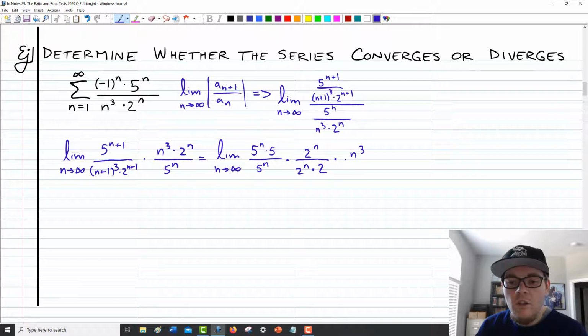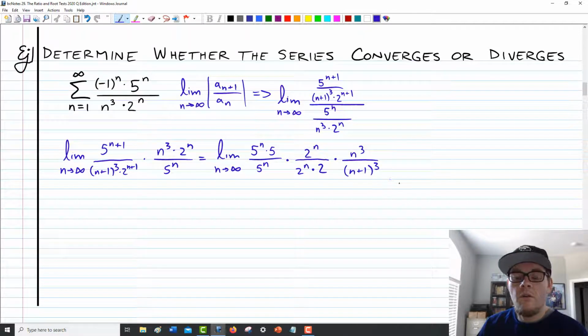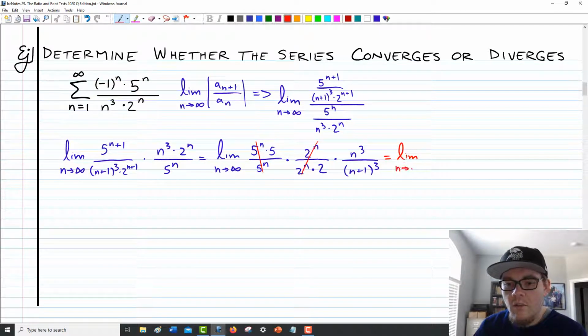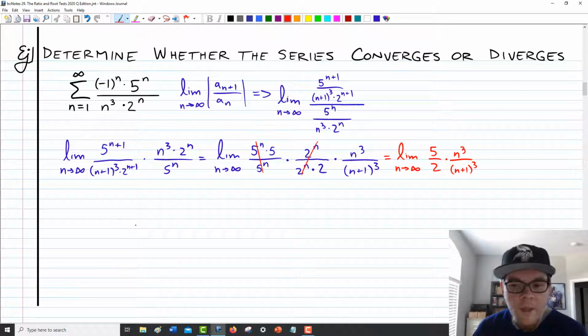And then finally we have n cubed over (n plus 1) cubed. So 3 things to look at. As far as things that go away, 5 to the n's divide out, the 2 to the n's divide out. We're left with, inside our limit, the limit as n goes to infinity of a 5 over 2 left over, and then we have that n cubed over (n plus 1) cubed. So those two things form the limit.